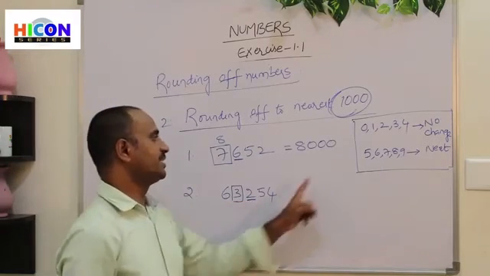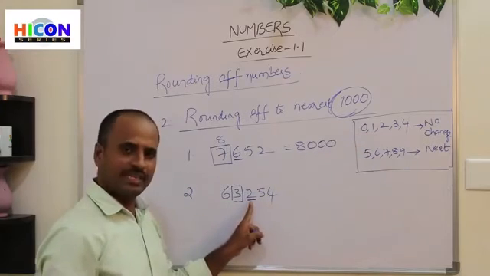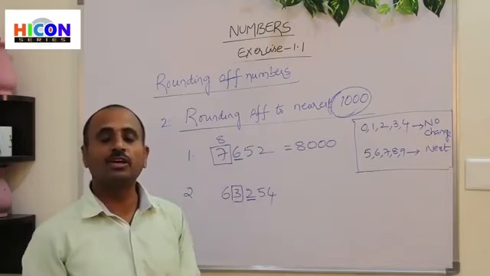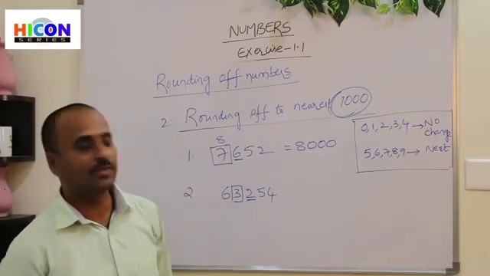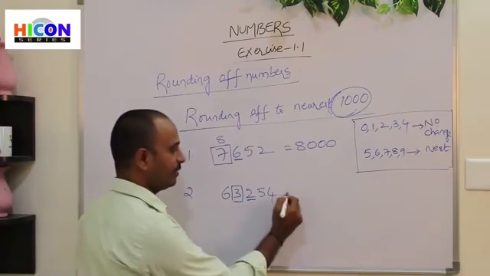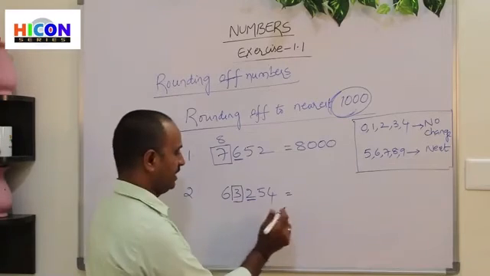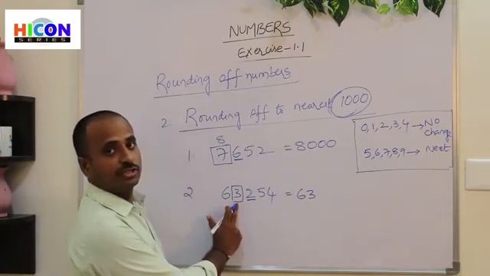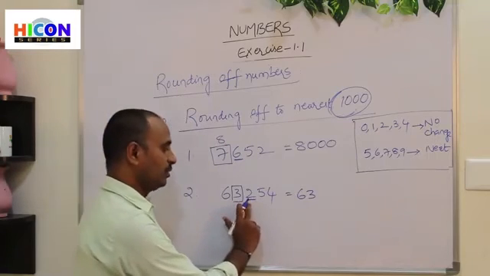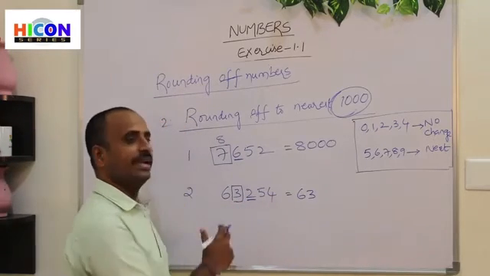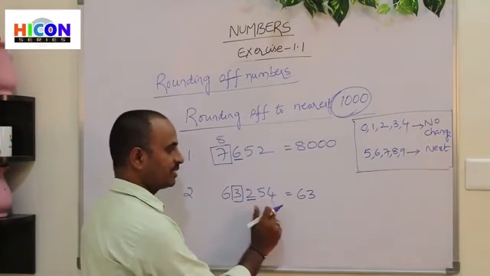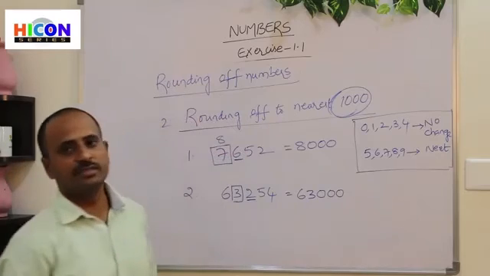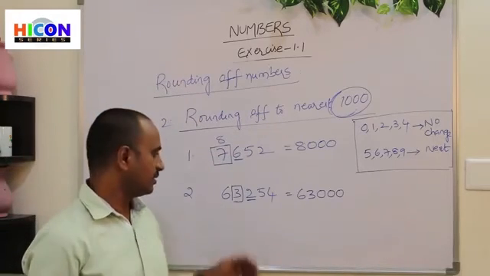If the next digit is less than 5, here 2 is less than 5, so keep the same thousands. That means the thousands should not be changed. If the next digit is less than 5, we have to write the same thousands. That is 6 and that is 3. And put zeros for the remaining 3 digits. So put 3 zeros in the places of the remaining digits. That means 63,000. This is the answer.